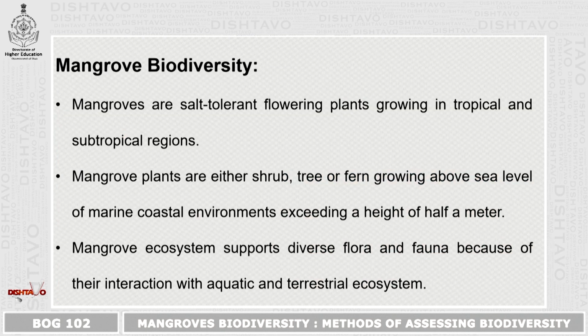Now let's focus on mangrove biodiversity. What are mangroves? Mangroves are salt-tolerant flowering plants growing in tropical and subtropical regions. Mangroves are plants which are either shrub, tree, or fern growing above sea level of marine coastal environment, exceeding a height of 0.5 meter. The mangrove ecosystem supports diverse flora and fauna because of their interaction with aquatic and terrestrial ecosystems.